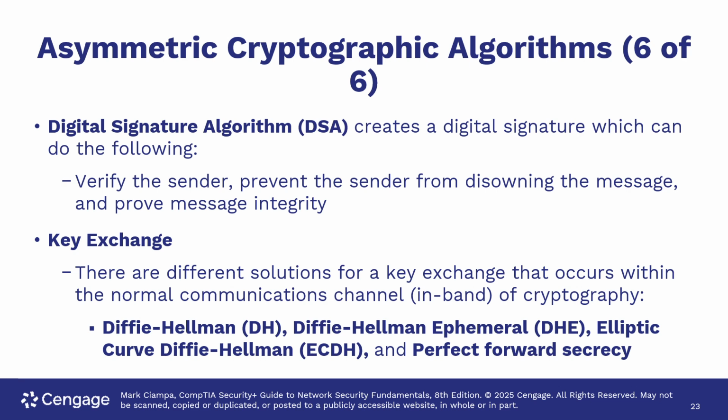So you also have what's called the Digital Signature Algorithm. It creates a digital signature which can do the following: verify the sender. We talked about that as non-repudiation, to prove that something was sent from a particular sender. That way you can prove it, preventing them from disowning the message. You have key exchange. You have Diffie-Hellman, ephemeral, elliptic curve Diffie-Hellman, and perfect forward secrecy.